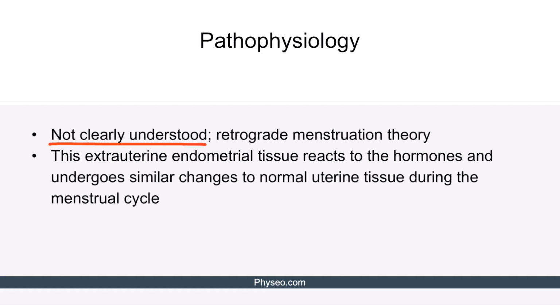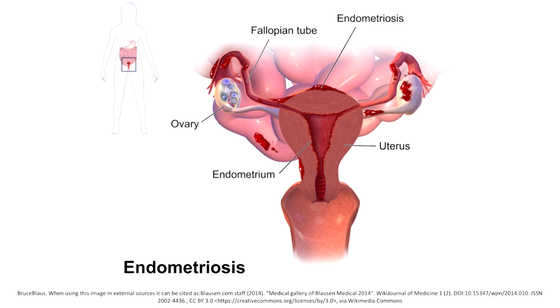This theory refers to the idea that endometriosis occurs as a result of retrograde menstruation, resulting in extrauterine endometrial tissue implantation. This extrauterine endometrial tissue reacts to hormones and undergoes similar changes to those of normal uterine tissue during the menstrual cycle. Here is an image which demonstrates endometriosis.